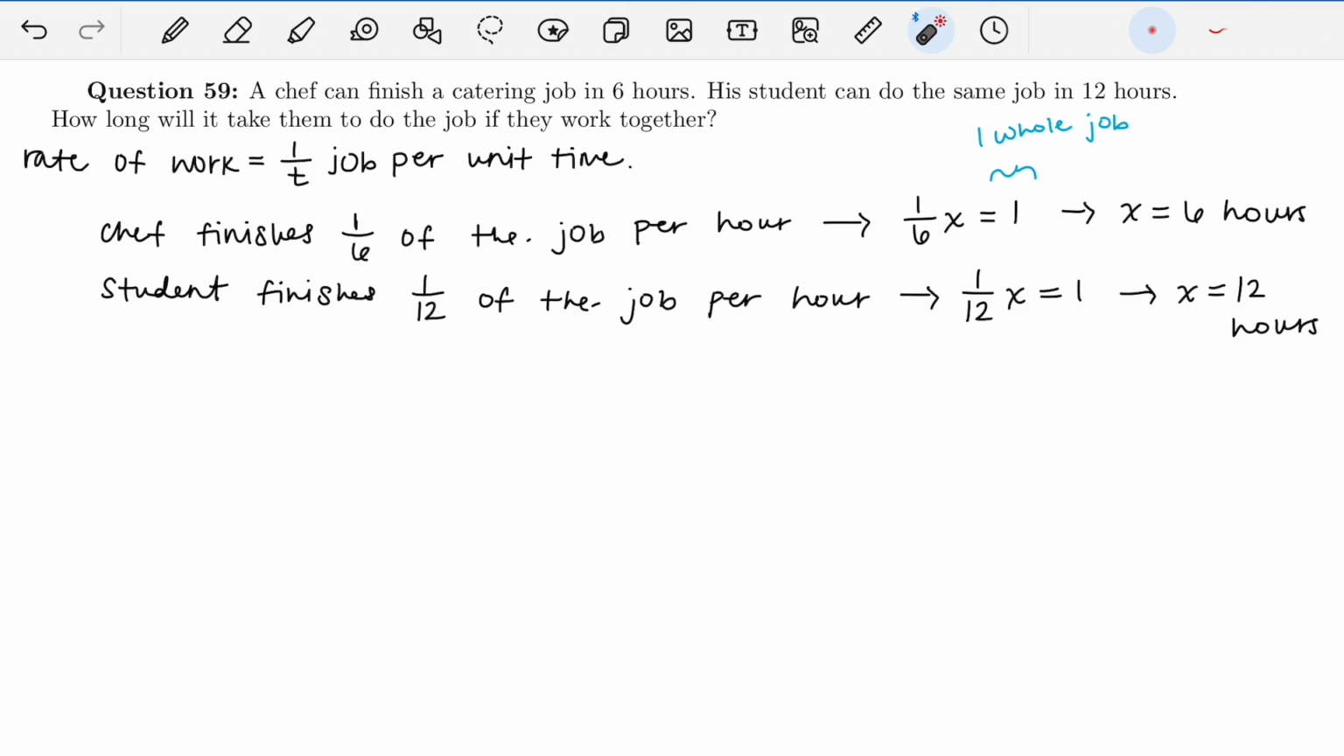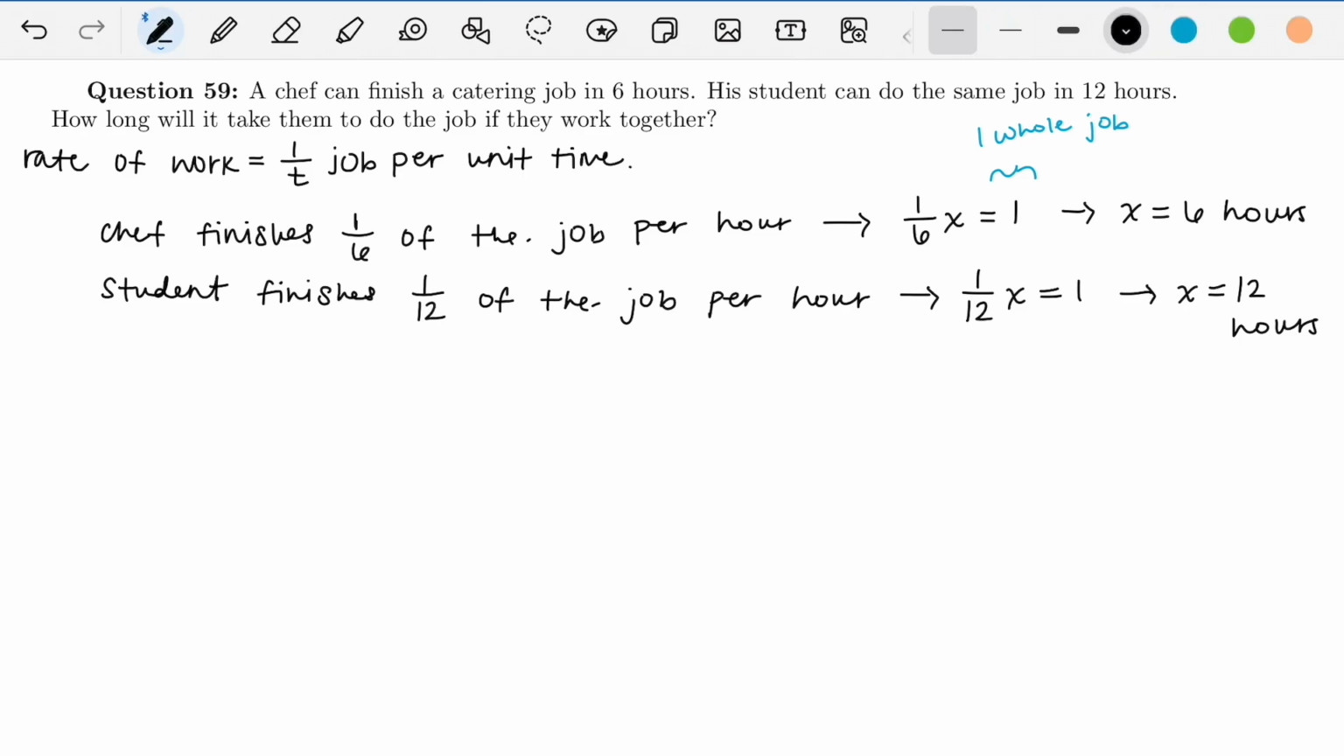Now, in order to answer this, what we're going to do is set up an algebraic expression. So we're going to let our variable x be equal to the hours. So that's how long it'll take them to do the job if they work together, and that's the value that we're trying to find. So we know it's going to take the chef 6 hours to do the job. So that'll be 1/6 of the job times the amount of hours that he's working. And then we're going to add 12 hours for the student to do the job. So that'll be 1/12 of the job times the amount of hours that they're working.